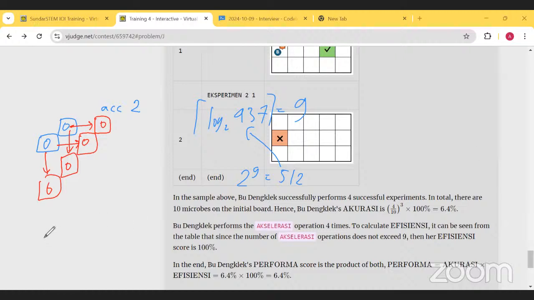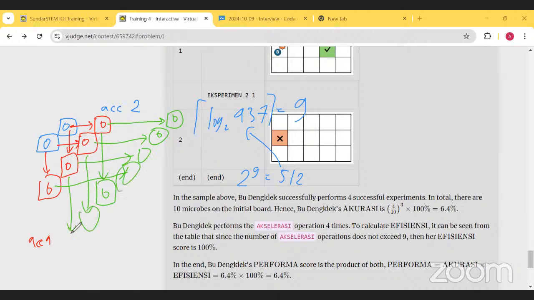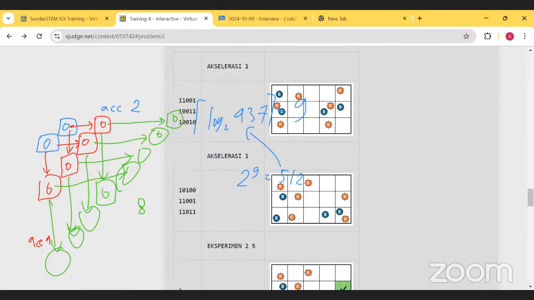And after that, we can accelerate by 4. So what will be the result? If we move it by 4 and this is moved by 4 and so on, we will get 8 empty cells and so on until all of the cells are empty. Okay, you got the idea.